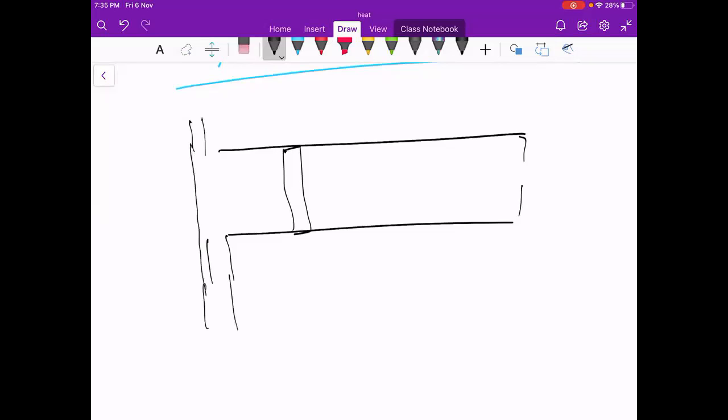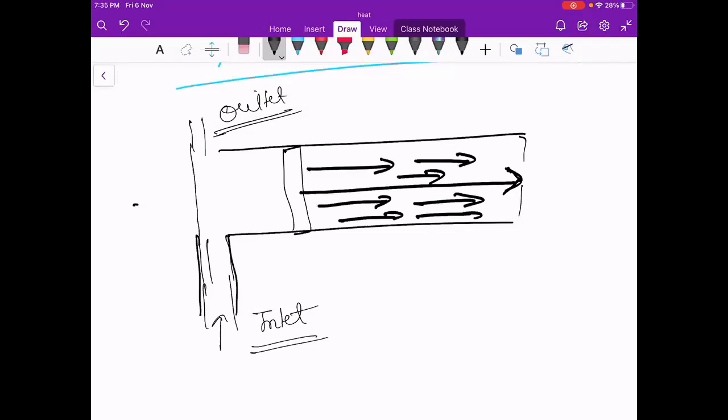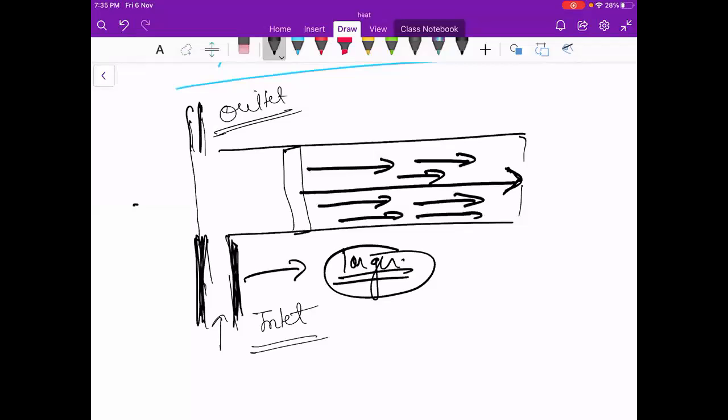See, this is inlet, this is outlet. When the piston is moving back, if you have a very good RPM, and your inlet pipe diameter is larger and your outlet pipe diameter is smaller.